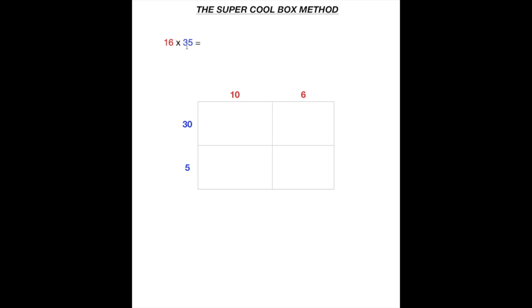Here we have 16 times 35. Thinking back to September, October, we need to understand what expanded form looks like. And if we're looking at the expanded form for 16, that would simply be 10 and 6. 10 plus 6, 16. And for 35, it would be 30 and 5. So putting them into our table here, we have 10 and the 6 for the 16, the 30 and the 5 for the 35.